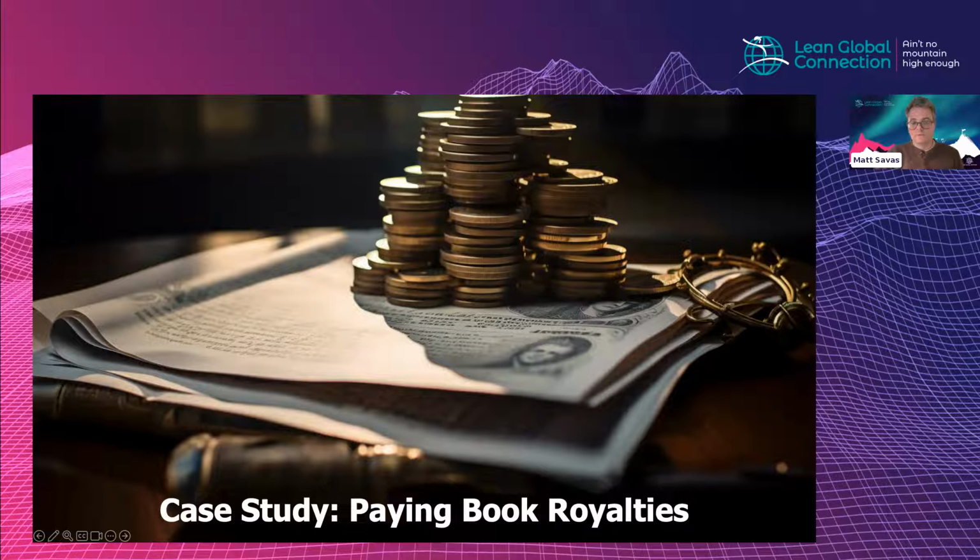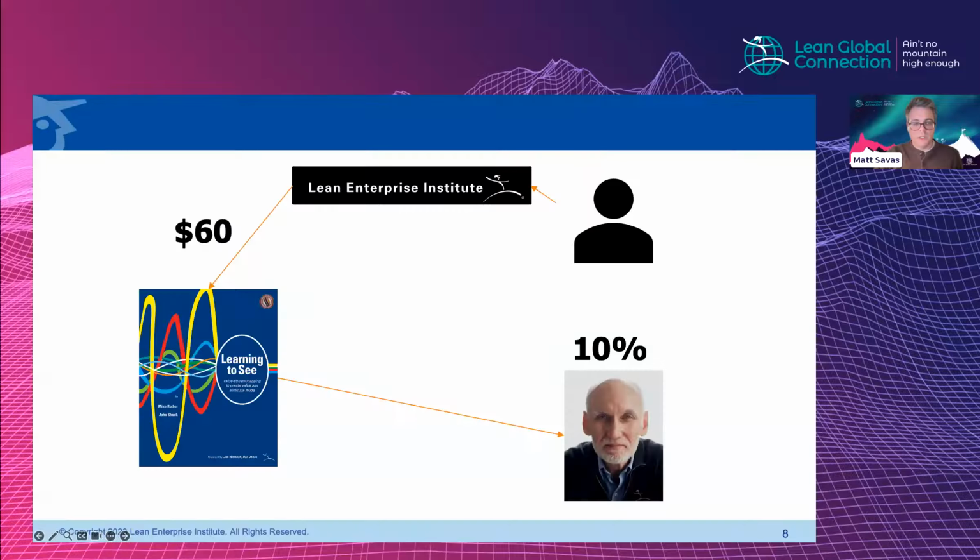Pretty straightforward. I'll explain that in a kind of flow here, the only AI art I don't have. You can tell my terrible PowerPoint skills. So we have our customer here, and they go to lean.org and they buy, say, Learning to See, one of our best-selling books, for 60 bucks. And then the author, in this case, John Shook, is going to get 10%.